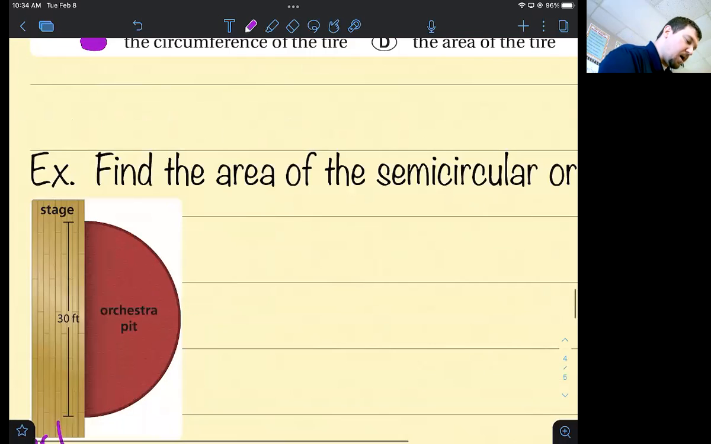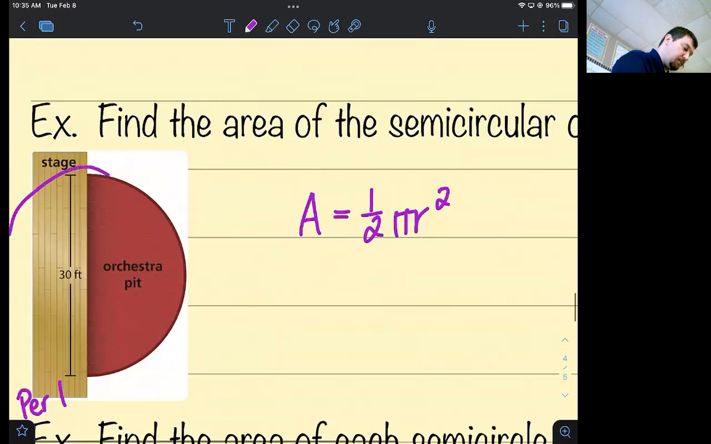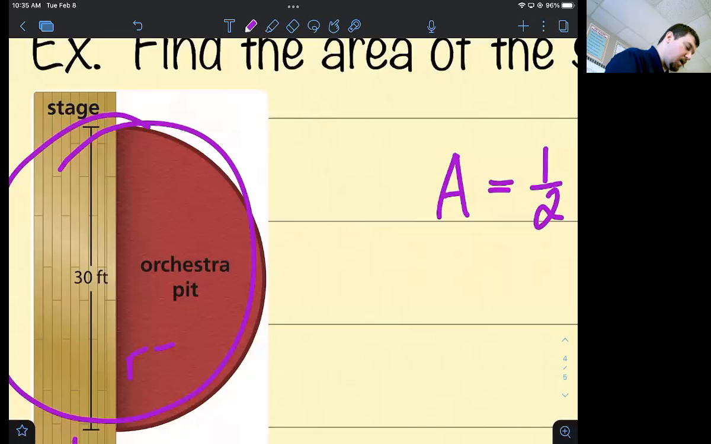So what we'll do is I'll put the area formula here, but I'm going to put a half in front of it. And like Michael just said, that just means when we're done, we're just going to hit divide by 2. So we're going to treat it like it's a full-size circle. If it were a full-size circle, would the 30 feet here be its radius or diameter? It would be the diameter. And so what would half of 30 be? 15. The radius of the circle is 15.